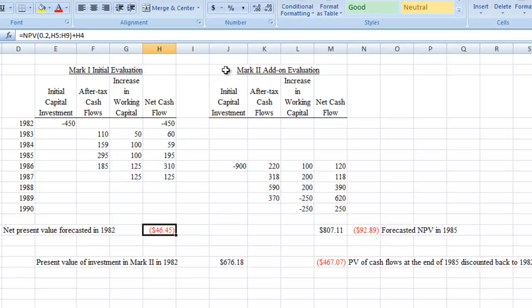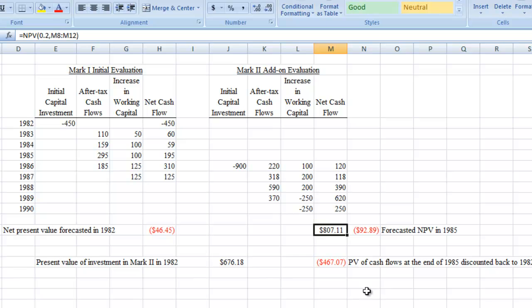Okay, well, you can see over here I have an evaluation for an add-on for the Mark II. And in this case, we'd have to invest another $900 sometime just before 1986, and then we're going to get these additional cash flows. And what this amount here represents is the present value of these cash flows, and the net present value is $92.89. And again, it's not so good. So why even bother to look at this?